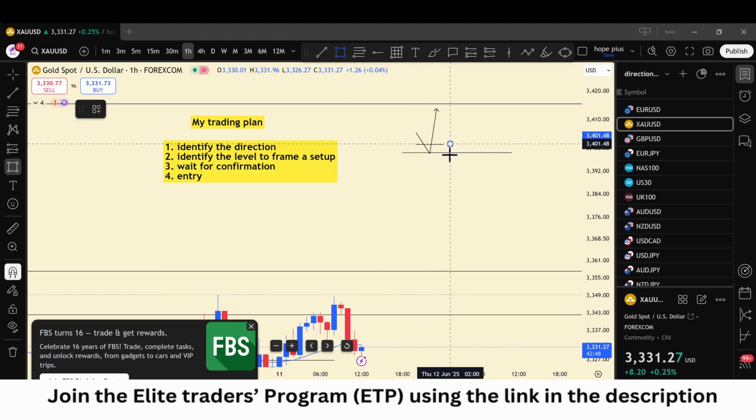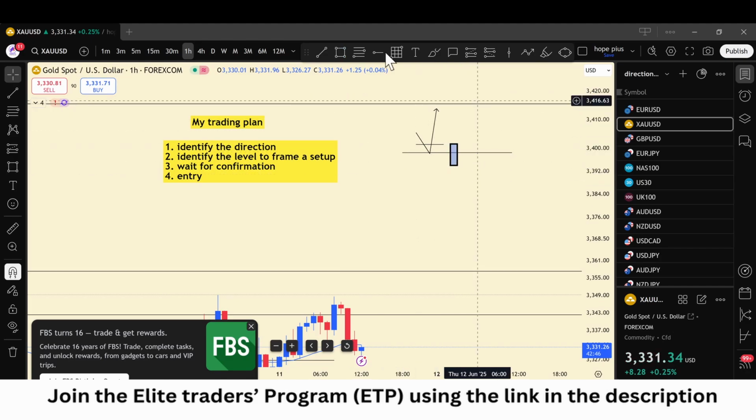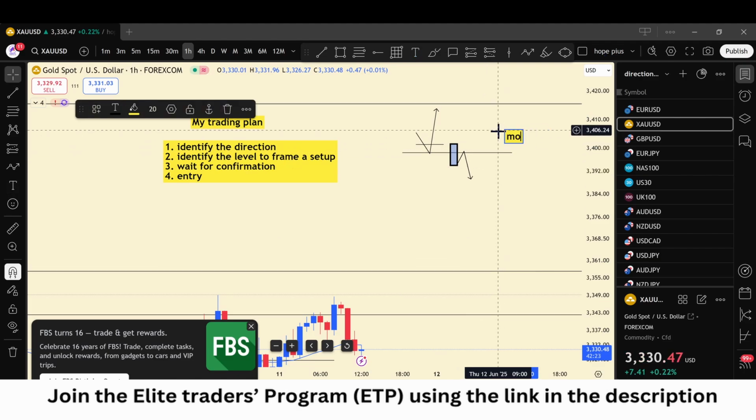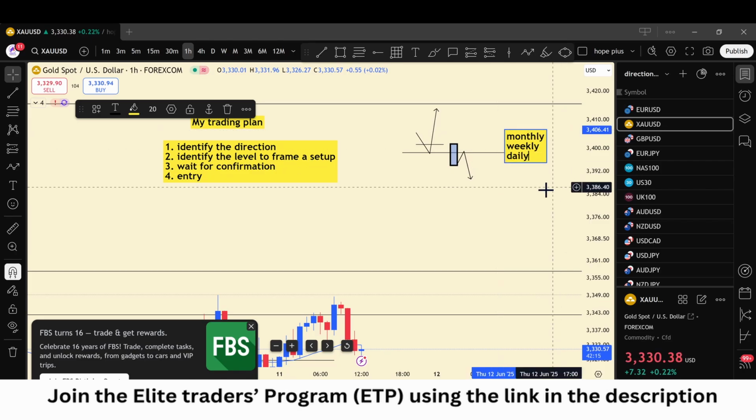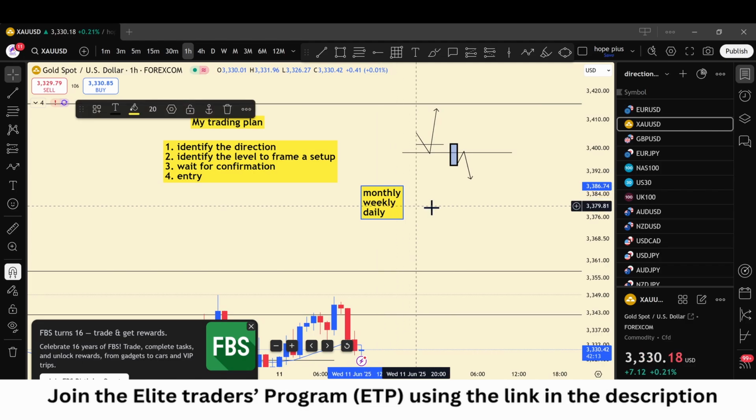And if price close below that level, you want to see price come back here and reject. All right, when price reject, you can also consider that to be the direction to use. But for me, I have some set of rules that I've put in place to confirm my directional bias from the monthly to the weekly, daily time frame. These are the time frame that I use for direction.